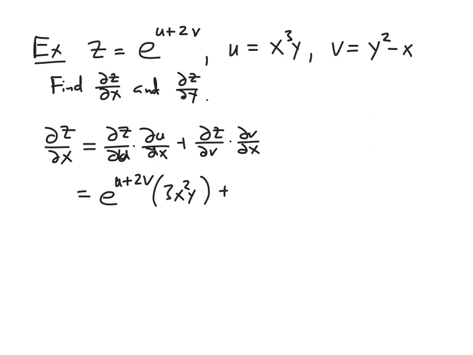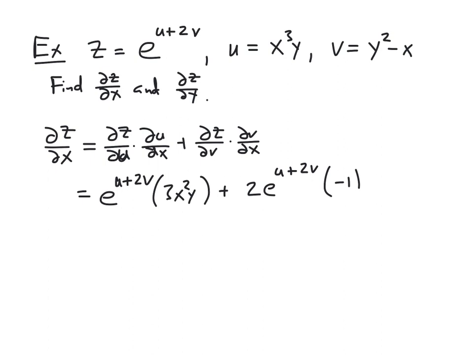We're going to add to that del z del v. So this will be 2 times e to the u plus 2v. The derivative of u plus 2v is 2 when we differentiate with respect to v, multiplied by del v del x, which is just -1. Right? So in this case, we have this particular form, and this would actually be good enough to some degree.